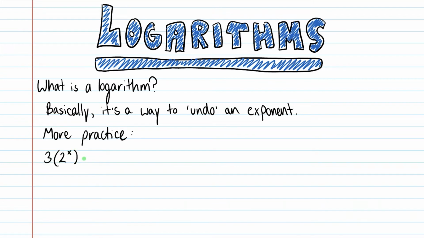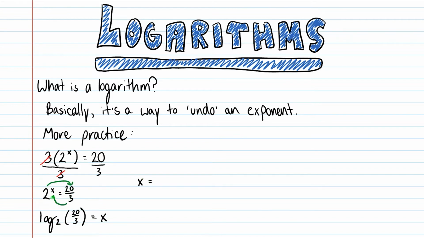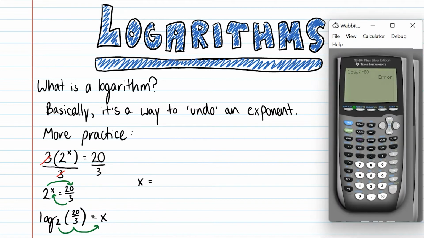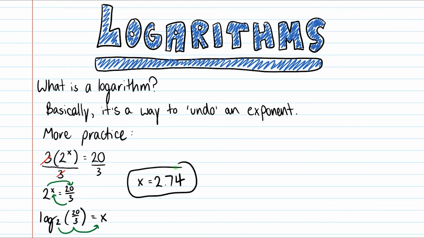Let's do another one. Again, we need to do a little algebra here to prep this equation for the log rewrite. I'll divide both sides by 3 until we get that x is equal to log base 2 of 20 over 3. And then I'll use the calculator again here. Looks like x is equal to 2.74.